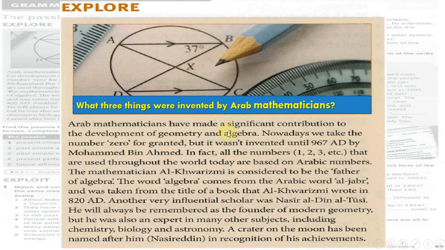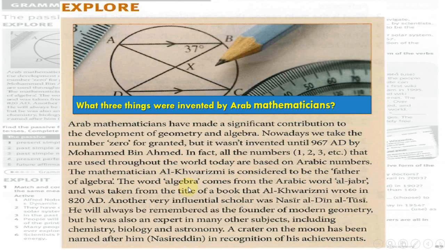Arab mathematicians have made a significant contribution to the development of geometry and algebra. Nowadays, we take the number 0 for granted, but it wasn't invented until 967 AD by Muhammad bin Ahmed. In fact, all the numbers 1, 2, 3, etc. that are used throughout the world today are based on Arabic numbers. The mathematician Al-Khwarizmi is considered to be the father of algebra.